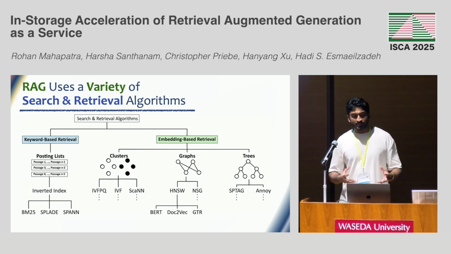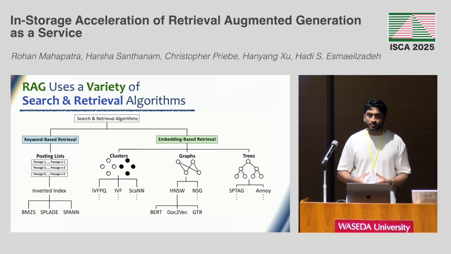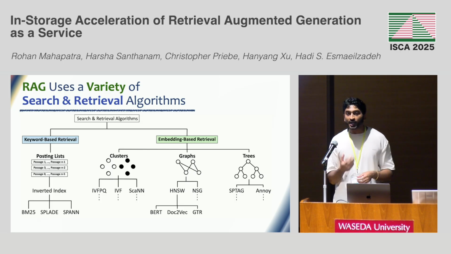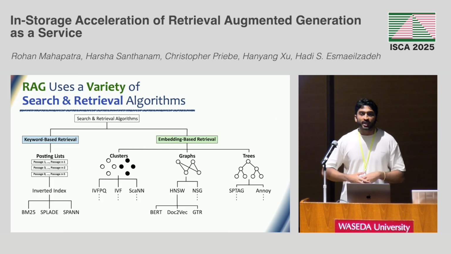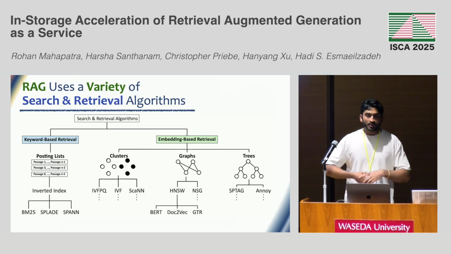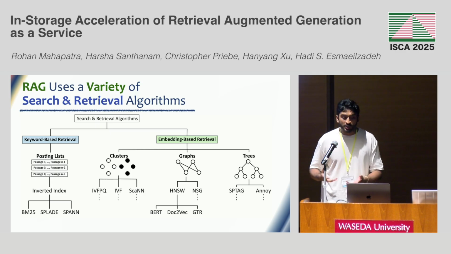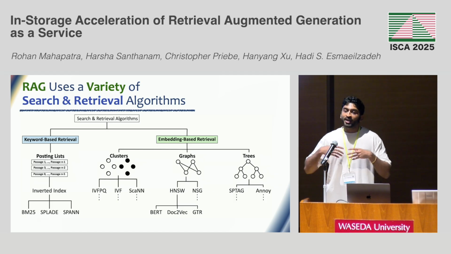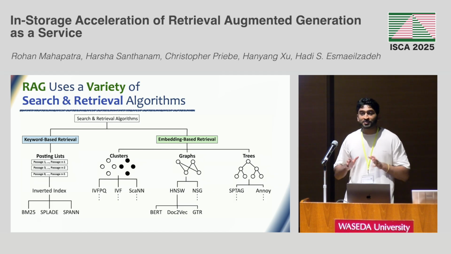The second class of algorithms we call keyword-based retrieval. Keyword-based retrieval does not use embeddings. Rather, it looks at the actual words in your queries, in your documents, and looks at statistics like how often does this word appear in a document. To store this data, you could use a data structure like a posting list. And within posting lists, there's different implementations. And all of this is just to say that there's a bunch of different search and retrieval algorithms that we need to be able to support.